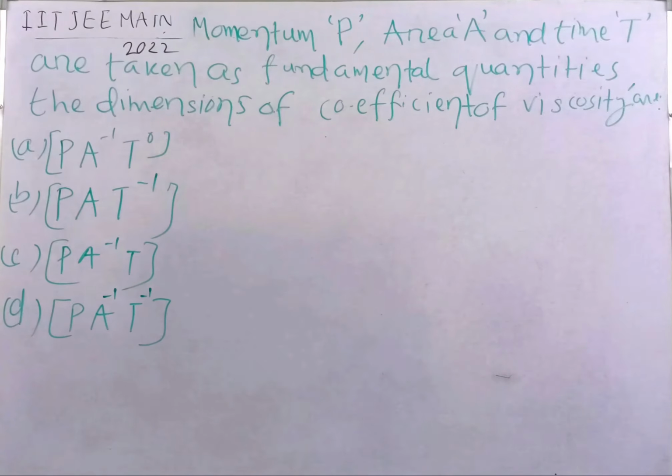Students, this question was asked in IIT JEE Main 2022. Momentum P, area A and time T are taken as fundamental quantities. The dimensions of coefficient of viscosity are.